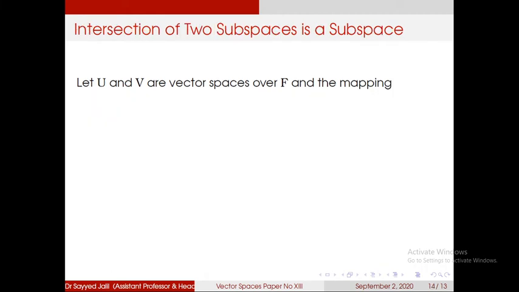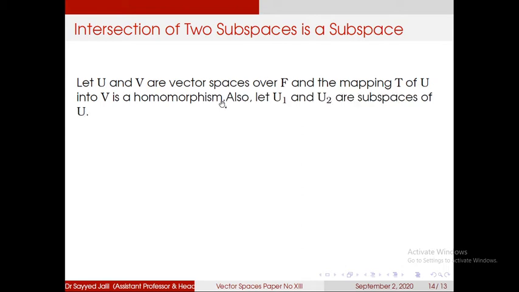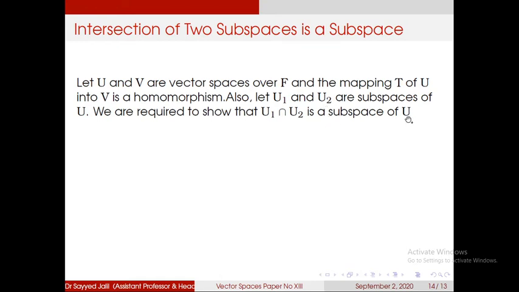Next we will see that the intersection of two subspaces is a subspace. We have a similar result in group theory, that the intersection of two subgroups is again a subgroup. So let U and V be vector spaces over F, and the mapping T from U into V is a homomorphism. Also let U1 and U2 be subspaces of U. We have considered two subspaces of U, and we have to show that U1 intersection U2 is again a subspace. So we are required to show it is a subspace of U.